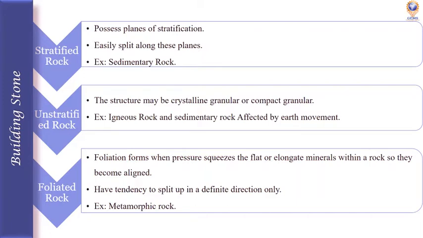Foliated rock. Foliated rock has a layered or banded structure which is obtained by exposure to pressure and heat. Unlike stratified rocks, these rocks can split only in a certain direction. Most metamorphic rocks formed by metamorphism come under foliated rocks. Schist, slate, and gneiss are the best examples of foliated rocks.